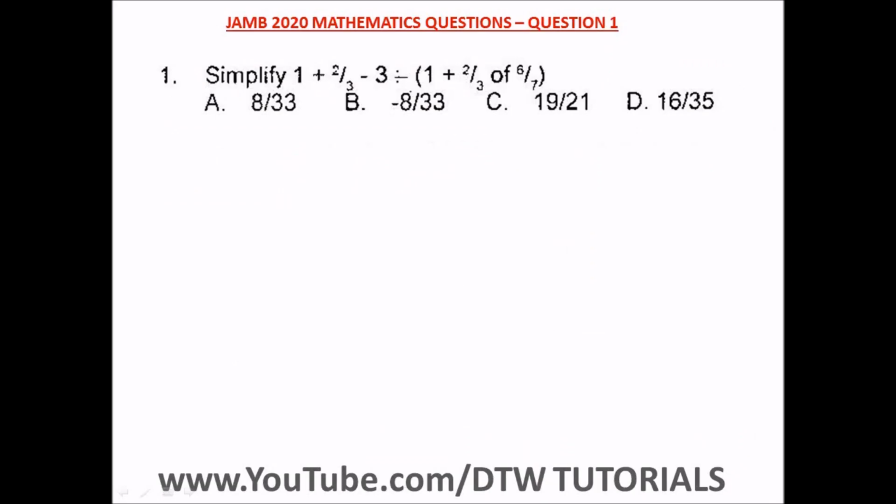Solving past questions, and we are dealing with 2020 maths Jamb. So we have question number 1 of the Jamb 2020 mathematics questions. We were asked to simplify 1 plus 2 over 3 minus 3 divided by bracket open 1 plus 2 over 3 of 6 over 7.